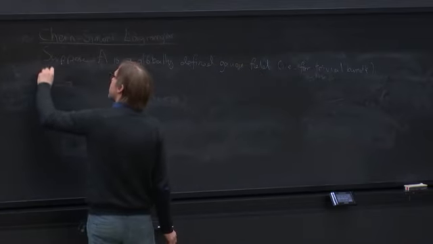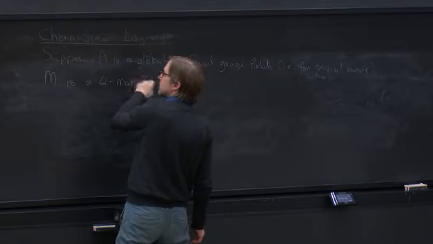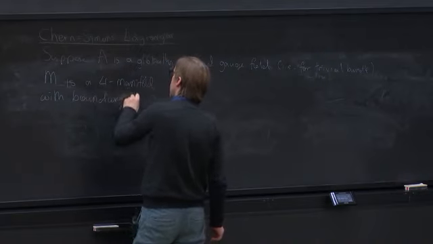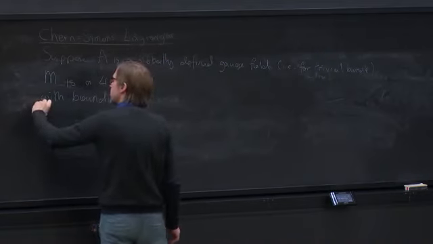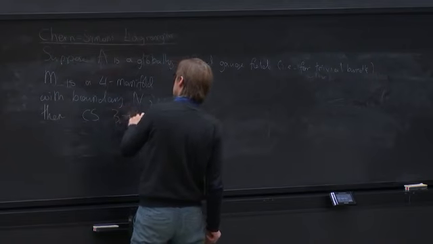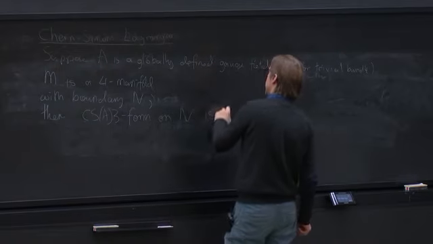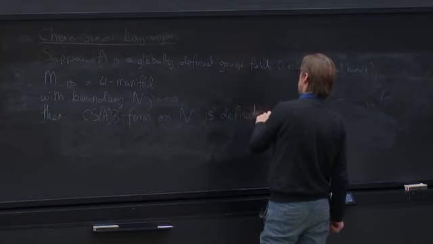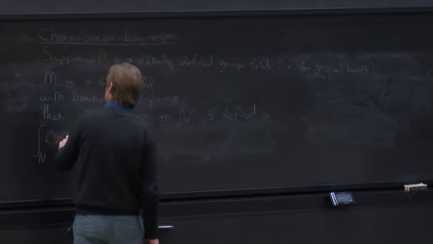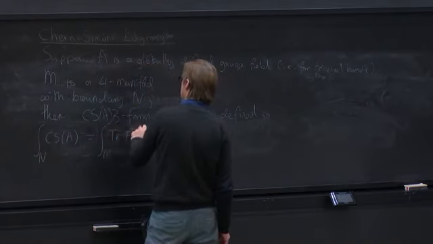And then if M is a 4-manifold with boundary N, then the Chern-Simons 3-form on N is defined so that the integral over N of the Chern-Simons 3-form is the integral over M of trace F of A wedge F of A.